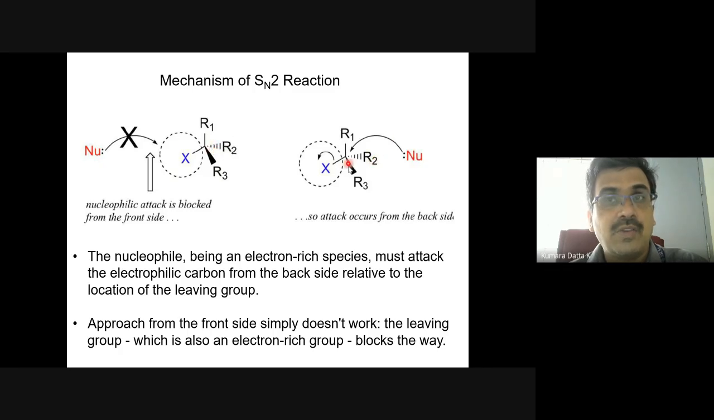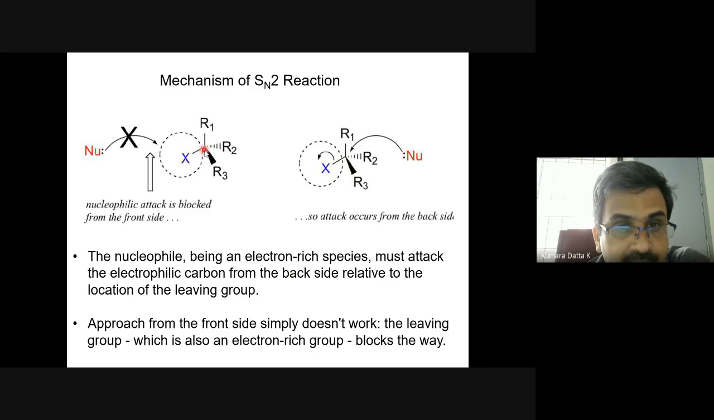So nucleophile entry and the leaving group departure happen simultaneously. I mean, it is a transition state. Then once the nucleophile sticks, the leaving group departs, which means the nucleophile, being an electron-rich species, will attack the electrophilic carbon.